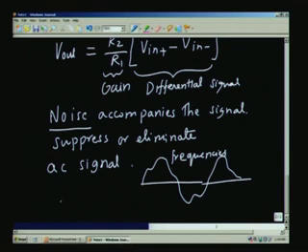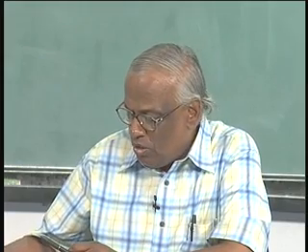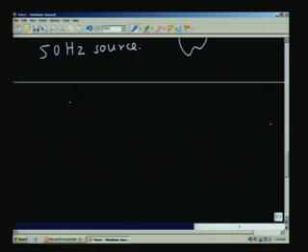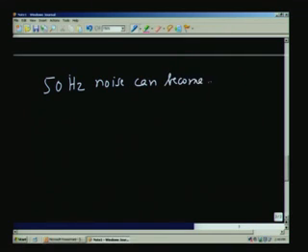And you also know that we usually use a 50 hertz source. Our electricity supply is at 50 hertz, and many times the instrument or the amplifier is close to the electrical line, in which case it will catch a little bit of this 50 cycle noise. So, 50 hertz noise can become a problem.